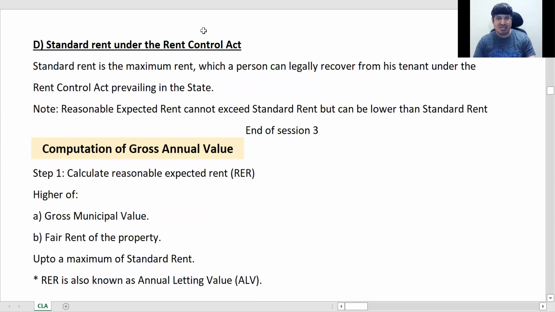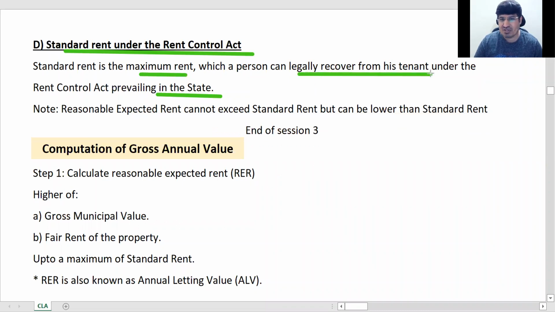And then last is standard rent. Okay, these are the 4 things which determine your gross annual value. So standard rent is rent of the Rent Control Act. Okay, basically these are state acts, right? So it gives the maximum rent which you can recover from a tenant. This was to stop exorbitant rent being charged. Okay, so it just gives the maximum rent that you can recover. Okay, that is the only role of standard rent.